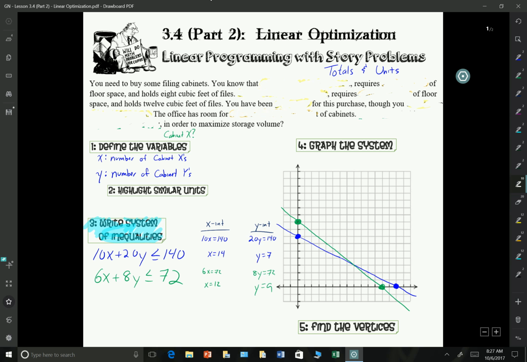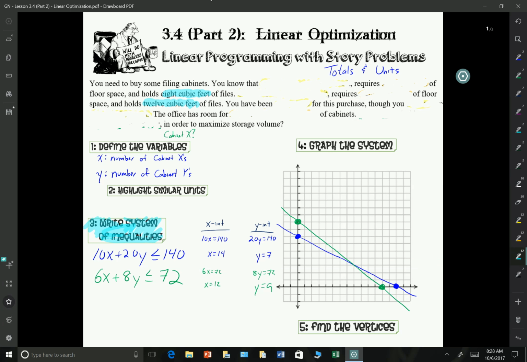Cubic feet. That's another unit I have, correct? All right, so let's highlight cubic feet. We have 8 cubic feet for cabinet X, and 12 cubic feet for cabinet Y. So I have cubic feet. So what's my total have to be? Oh, good, you're matching the units. So what's the total? What? We don't have one.